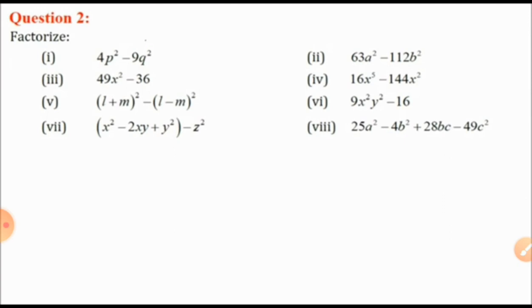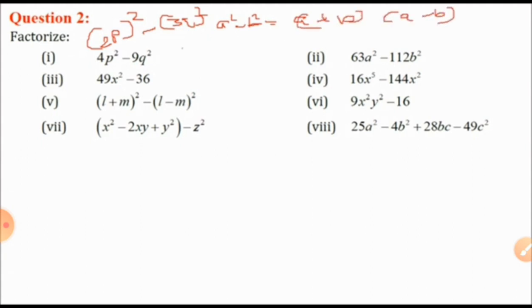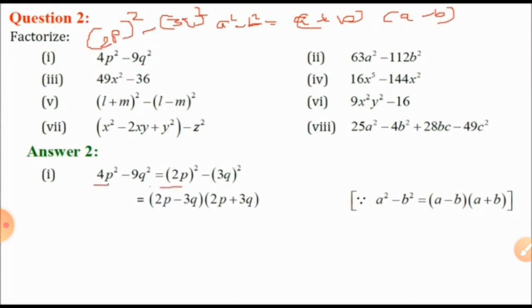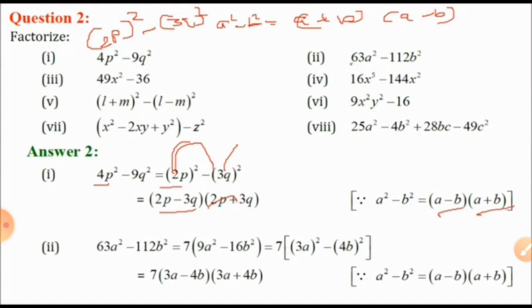Question number 2. Factorize 4p square minus 9q square, which gives us a common idea regarding (2p) square minus (3q) square. Okay, identity a square minus b square gives you (a plus b) and (a minus b). Very simple. Only the first identity is very simple to remember. Whenever you find two number squares, you have to add and subtract. That is our answer, isn't it? (2p minus 3q)(2p plus 3q).